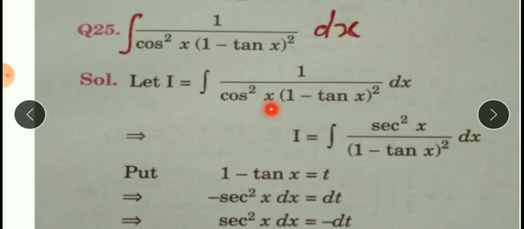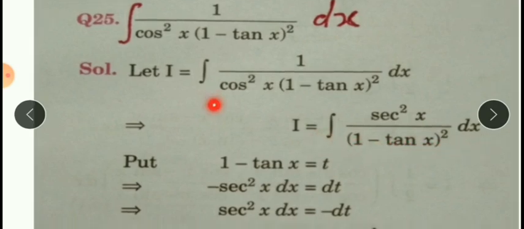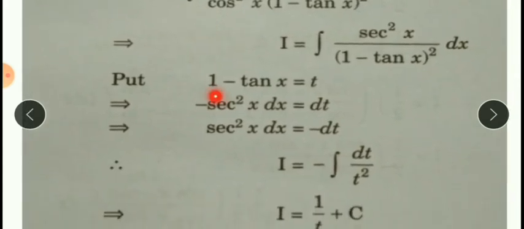If we want to write in numerator, we can write as sec square x. We know that 1 upon cos x is sec x, means this cos square x can be written in numerator as sec square x. See, the term becomes integration, denominator cos square x is written as sec square x in numerator. Denominator is as it is, 1 minus tan x whole square. Now we have to change this in integrable form. For this purpose, we have to write 1 minus tan x is equal to t. This is substitution method.